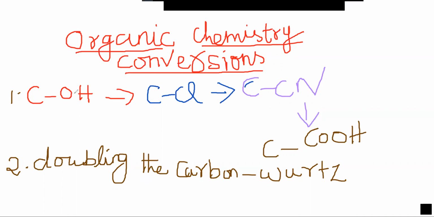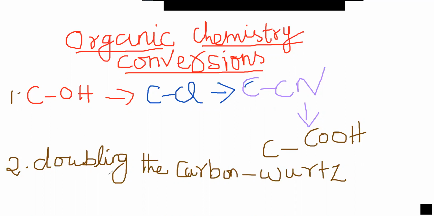Whenever you have a C-OH bond, it can be easily converted into a C-Cl bond. Similarly, a C-Cl bond can be easily converted into a C-CN bond. Then cyanide can be easily hydrolyzed. That is, the C-CN bond can be easily converted into C-COOH.